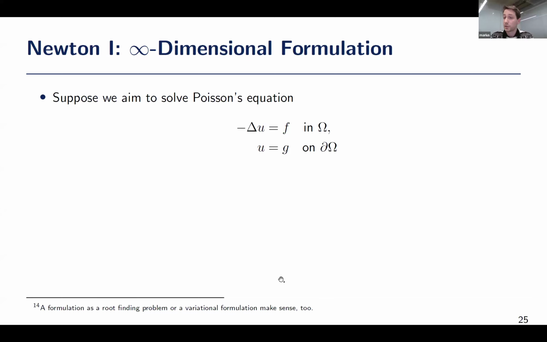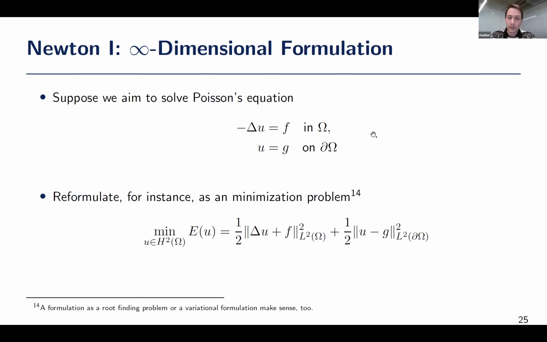And let's make this concrete again with a simple problem. The problem now will again be from the PINN type of formulations, but it's not tied to these problems. So we want to again solve Poisson's equation. We reformulate this as a minimization problem. So this was here before. This is a problem on a Hilbert space. The Hilbert space in this case is H2.